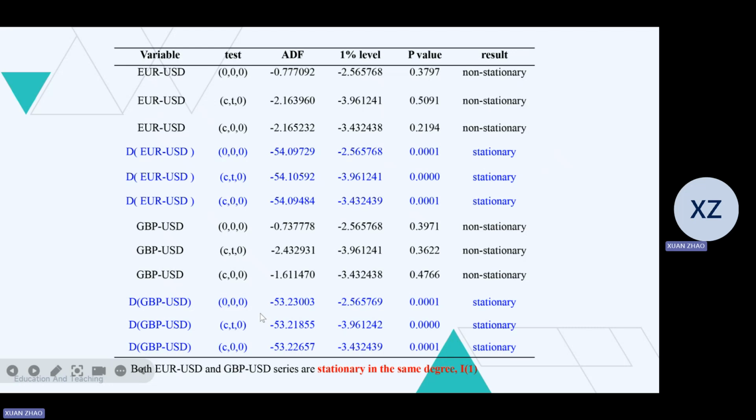So we can conclude that Euro USD and GBP USD are both non-stationary, and become stationary after the first order difference. In other words, both the Euro USD and GBP USD series are stationary at the same degree, I(1). So the order of integration of the variables is I(1).